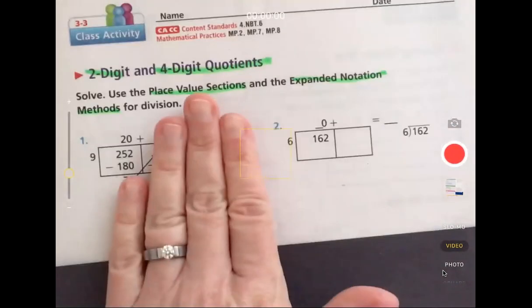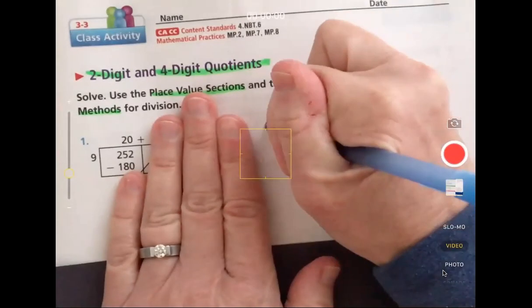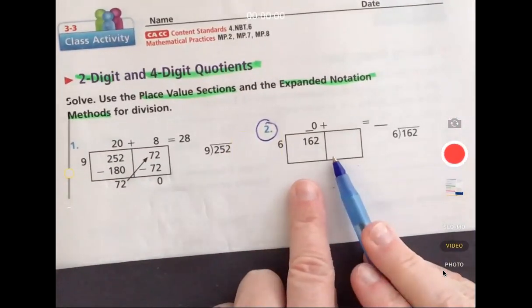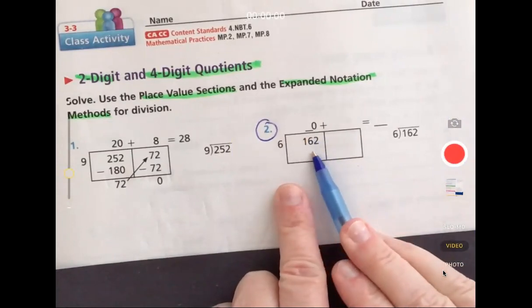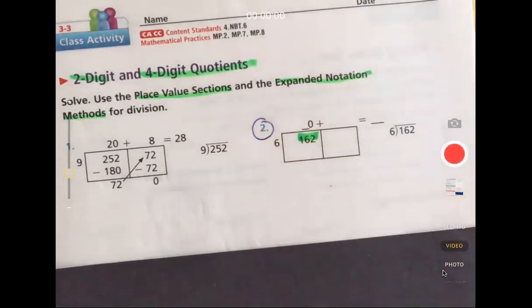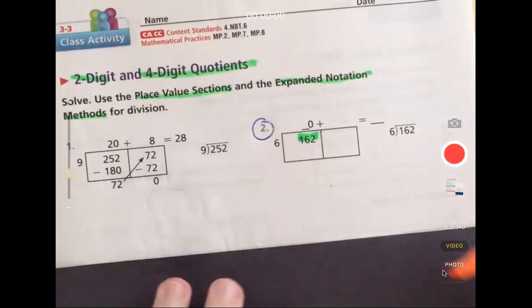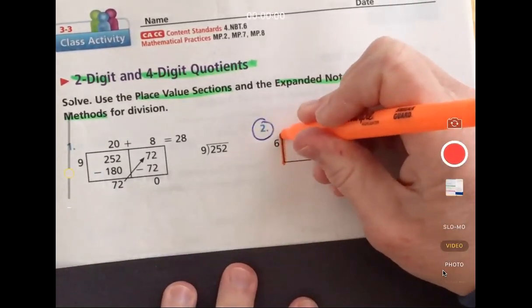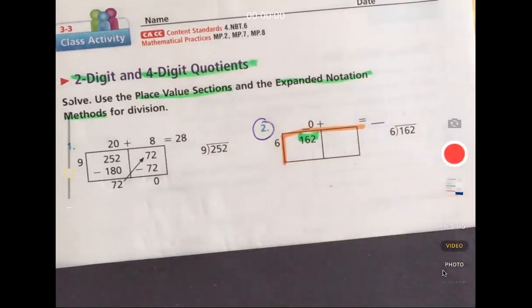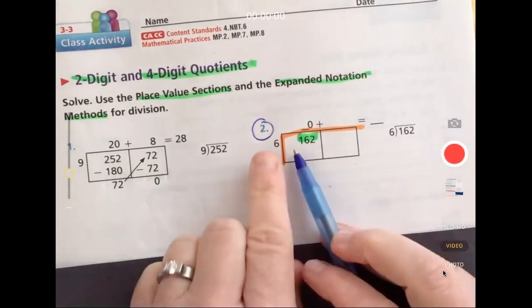I'm going to actually just skip right over to number 2 so that we can do this one together. They've already broken it up. I can see here this is the quotient because it's inside waiting for me to solve. This is like 162 divided by 6. So again, I can show this because it's like a giant long division problem. I love that.